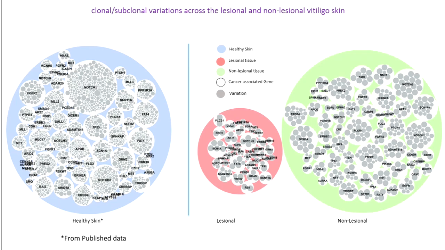And this is essentially a different representation of the data, where we are looking at the different genes and somatic mutation burden in these cancer genes. Not just the number of clonal populations, but also the overall number of genes in which these variations arise in vitiligo subjects was much lower.